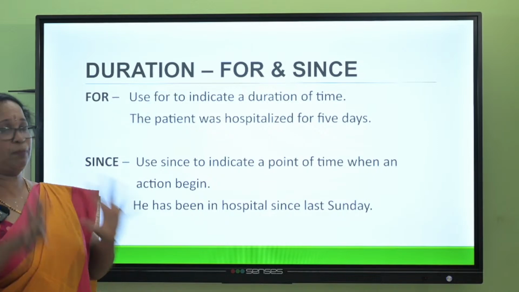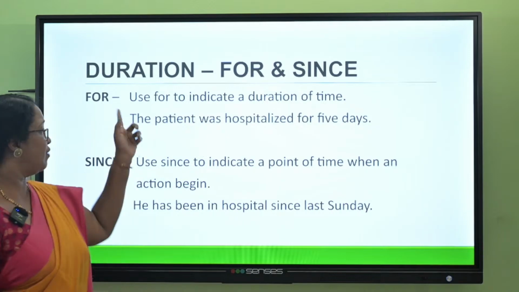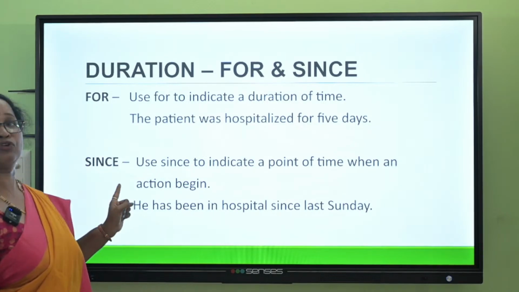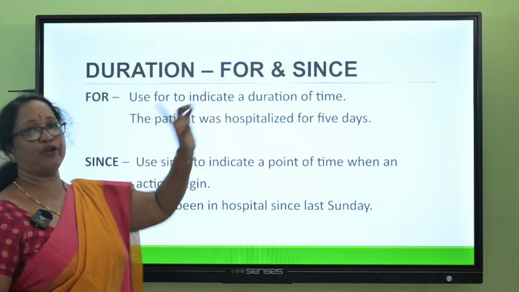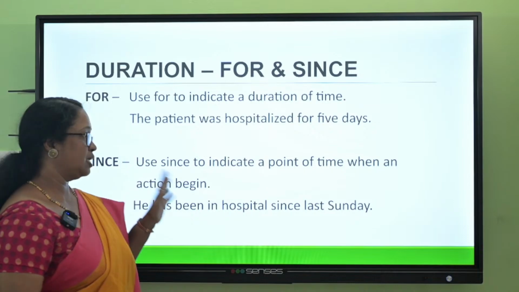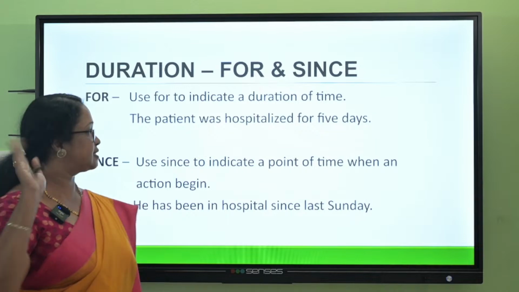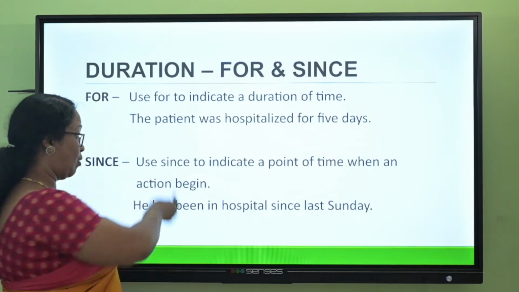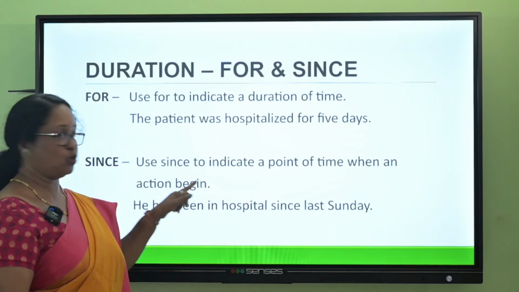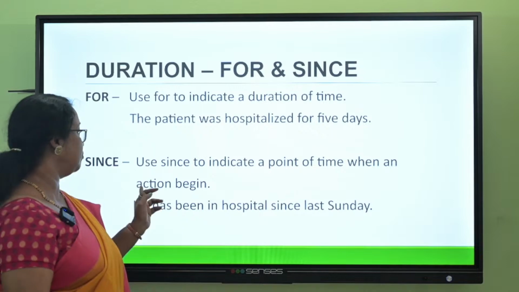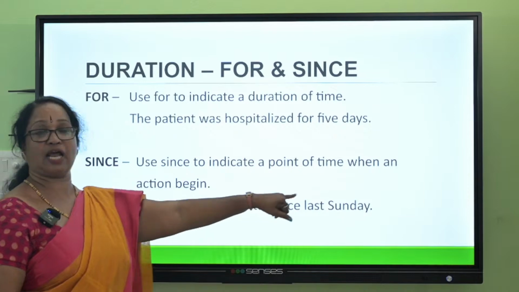This is the most important part, that is for and since. Majority of the students have a doubt about where to use for and where to use since. For is used to indicate a duration of time. The patient was hospitalized for 5 days. That is the duration of time they are pointing out, then we can use for. And since is used to indicate a point of time when an action began. You see, he has been in hospital since last Sunday.